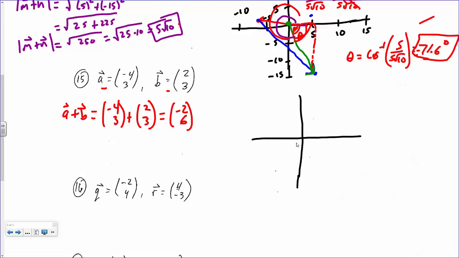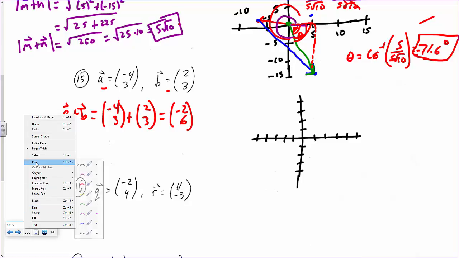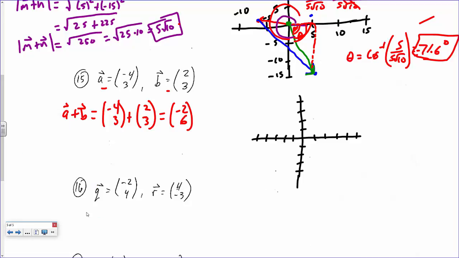Draw this, and we'll put some points down. Again, on your test, I'll give you a grid that you can use instead of having to draw this yourself. And then we'll see. So let's graph the first one, which is negative 4, 3. So negative 4, which is over here, and then we're going to go up 3, which is right here. So that's your first vector, negative 4, 3.